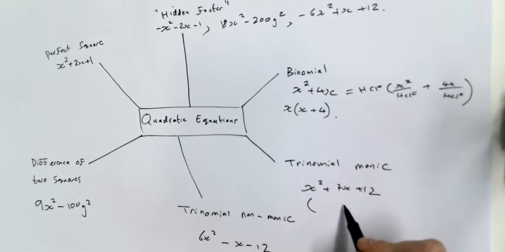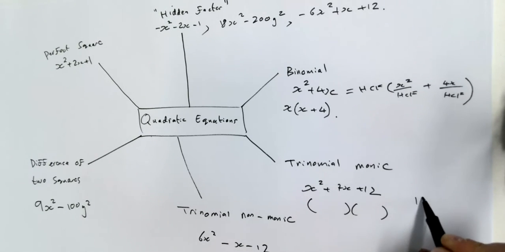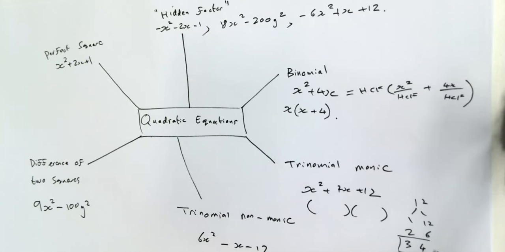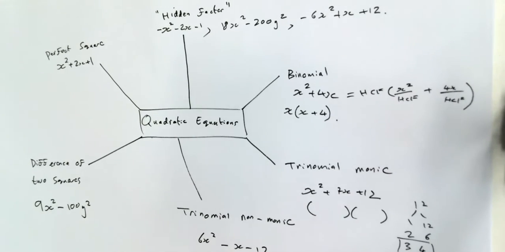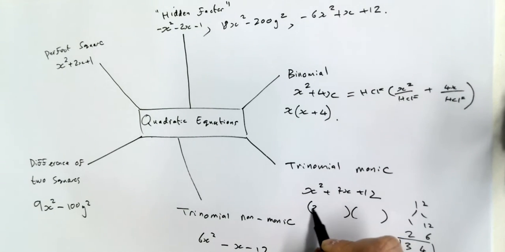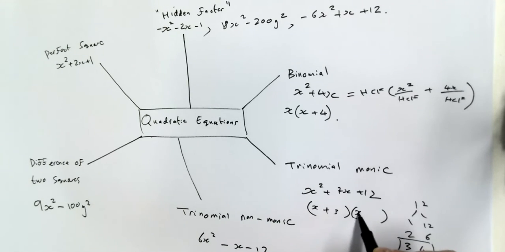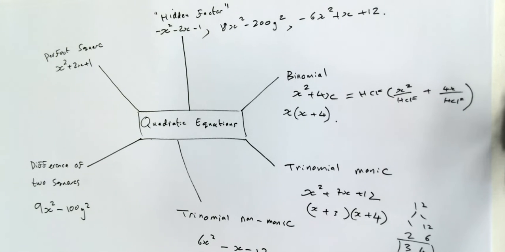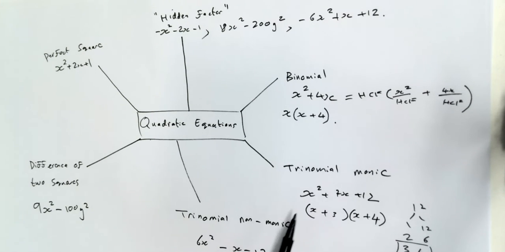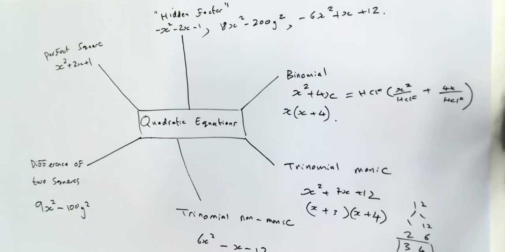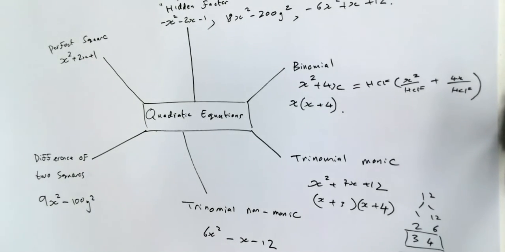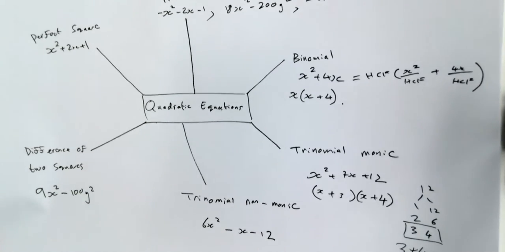On this one, we look at factors of 12, where we've got 1 and 12, 2 and 6, 3 and 4. Hope you can all see that 3 plus 4 is equal to 7. And we can expand that to show that it gives our original monic quadratic trinomial. Okay, so let's do the non-monic trinomial next.